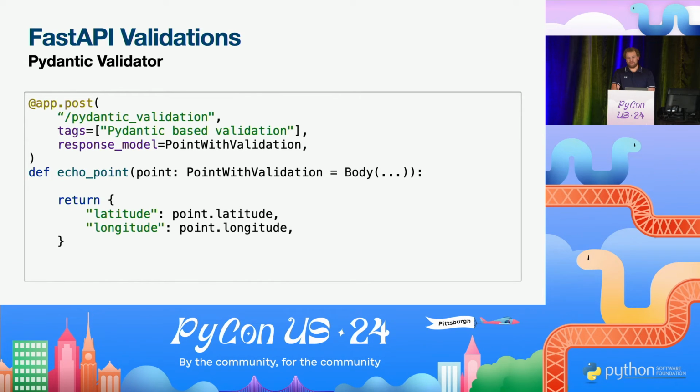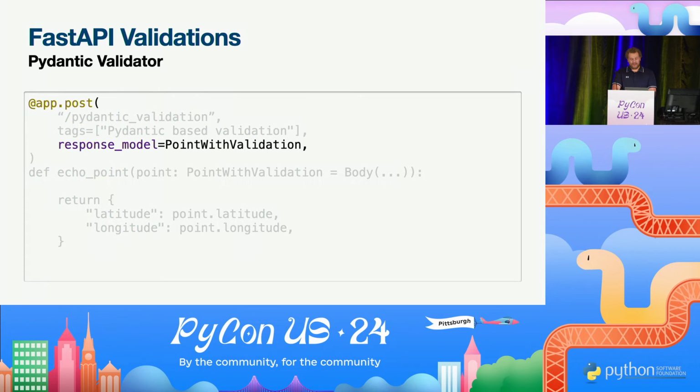I do want you to notice, though, that I have this response model that I specify in the app.post. And this response model is PointWithValidation again. So what that is going to do for us is that if for some reason the outgoing data doesn't pass that validation, it's going to raise an error as well. So let's look at this in action.